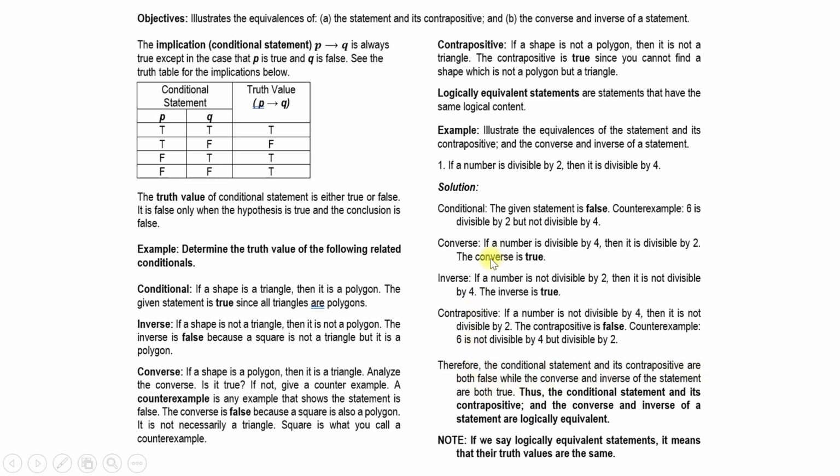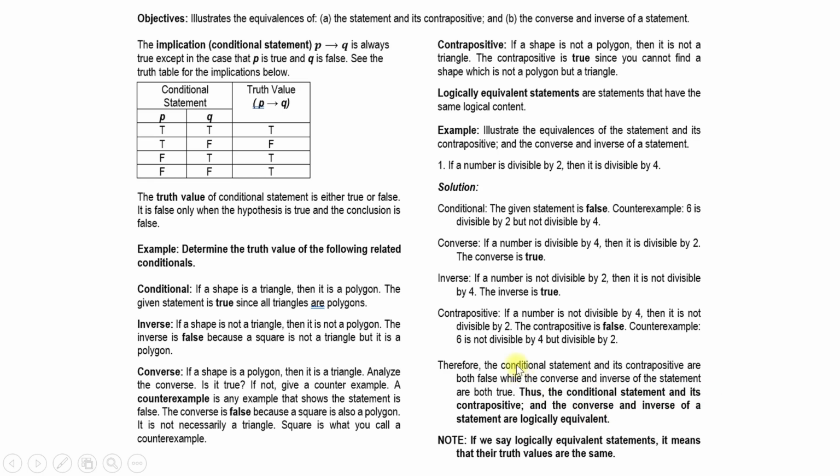So, let us take a look at the conditional. Again, the conditional is false. And also, the contrapositive. So, our conditional and contrapositive are false. And at the same time, the converse and inverse of the statement are both true. So, our converse and inverse are both true. Thus, the conditional statement and its contrapositive, and the converse and inverse of a statement, are logically equivalent.